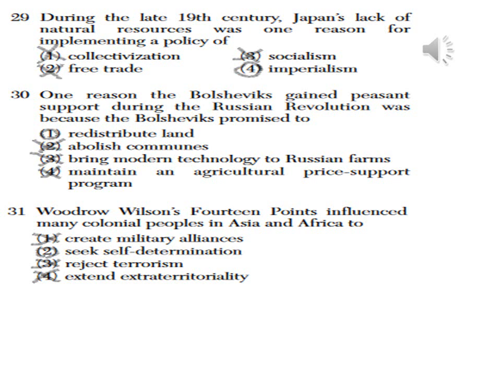Number 2 makes no sense. Abolish communes? No. 3, bring modern technology to Russian farms? No. And maintain an agricultural price support program? Absolutely not. Alright, question number 31.